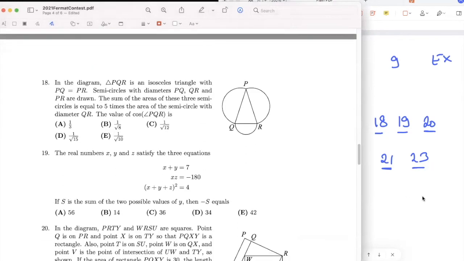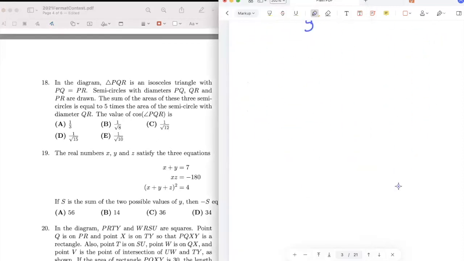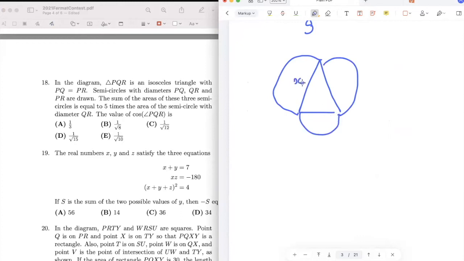Okay. In the diagram, triangle PQR is an isosceles triangle with PQ equal to PR. Semicircles with these diameters are drawn. The sum of the areas of the three semicircles is 5 times the area of the semicircle with diameter QR. What is the value of cos angle PQR? Okay. So let's draw this. This is an isosceles triangle. This is a semicircle. This is a semicircle. And this is a semicircle. So let's say this is X and this is X and this is Y.